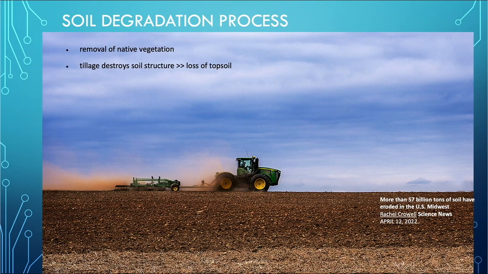So, of course, tillage destroys soil structure because it further degrades the organisms, breaks them down and exposes them to oxygen and light, and they're supposed to be deep in the soil. So that really means that we lose the topsoil.